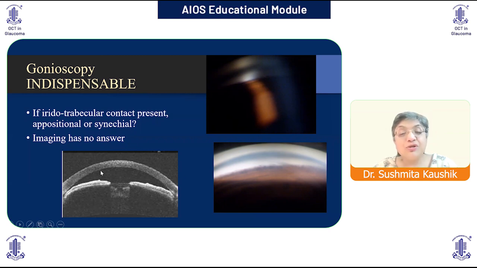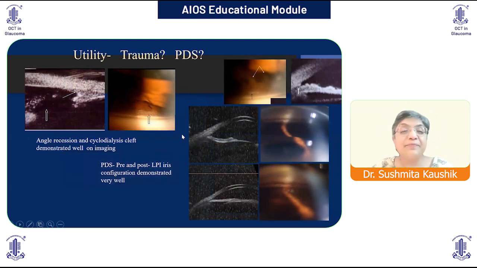But the AS-OCT shows the whole angle is closed, and I have no idea or no pointers to go towards whether or not I should just leave it at an LPI or be a little more aggressive. Similarly, look at this angle recession and cyclodialysis cleft demonstrated well on imaging. This is a pre and post LPI iris configuration demonstrated very well. So this is pre and this is post, and how the iris has flattened.